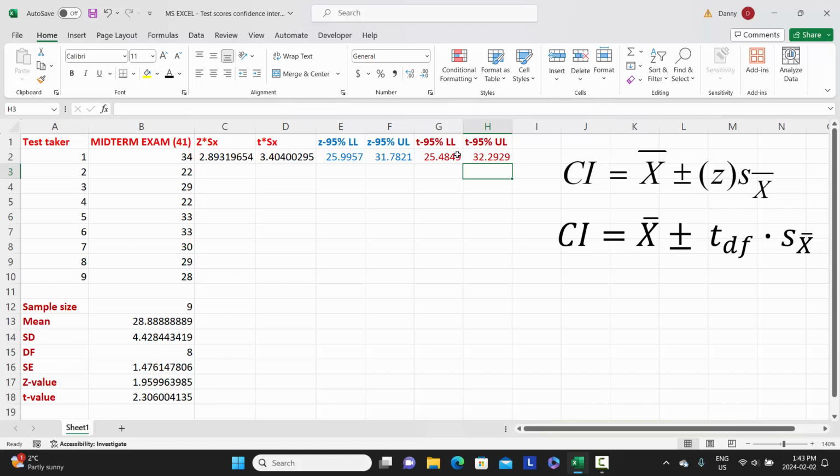So we have a wider confidence interval by virtue of the fact that the t-distributions are more platykurtic than the z or normal distribution, which would widen the confidence intervals as expected as we see in these data. So this ends our second video on using Microsoft Excel to calculate the confidence interval.